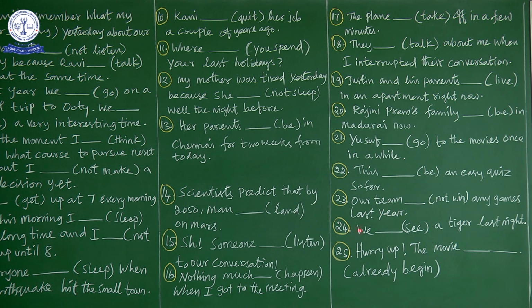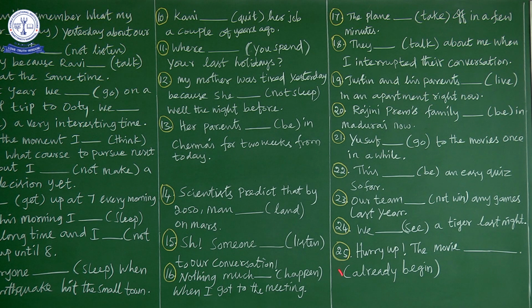Now 24th exercise. We dash see a tiger last night. What is the keyword here? Last night is the keyword, which refers to simple past tense. What is the past form of see? Saw. So we saw a tiger last night.